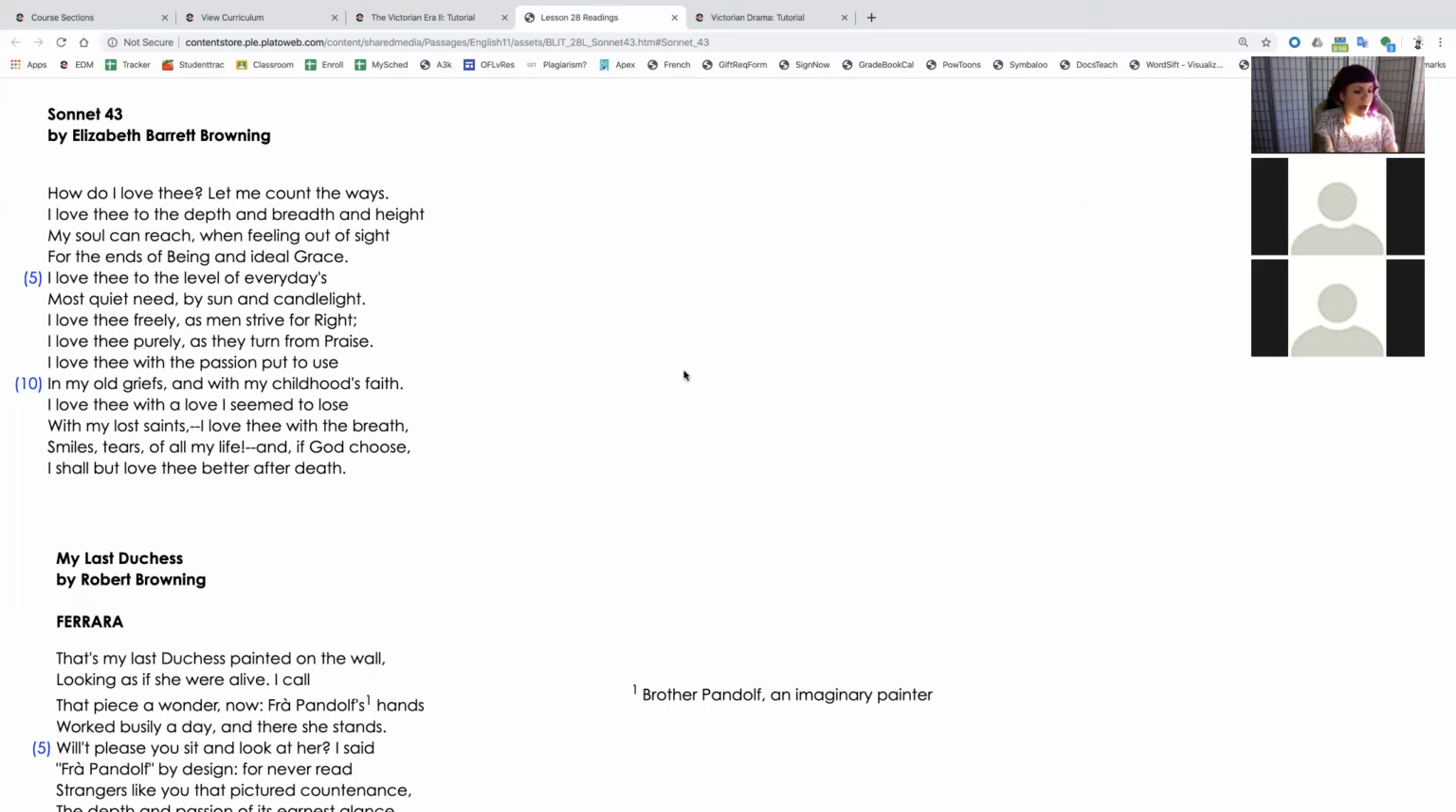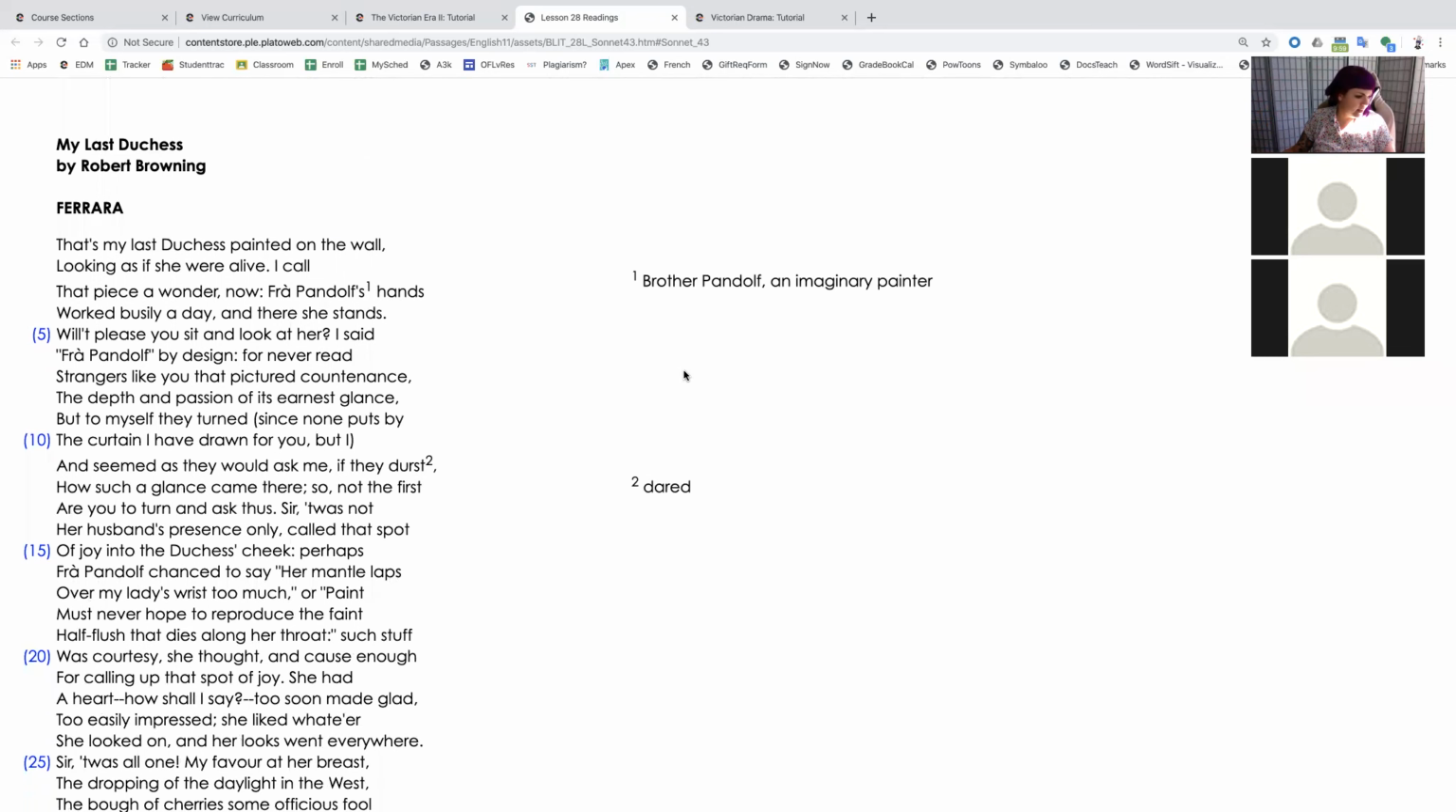Okay, so how do repetition and variety intensify the meaning? So she's repeating the I love thee, right? How do I love thee? I love thee. And so that repetition is really trying to drill that in, like, I love you so much. But then by changing up the words, she's describing even more intensely how much she loves. So that's how it intensifies meaning.